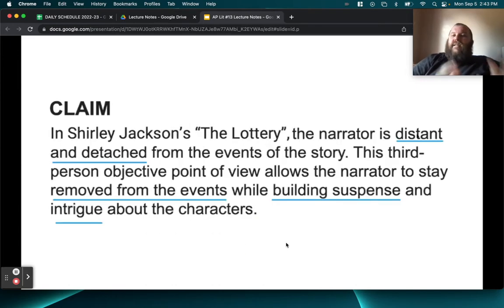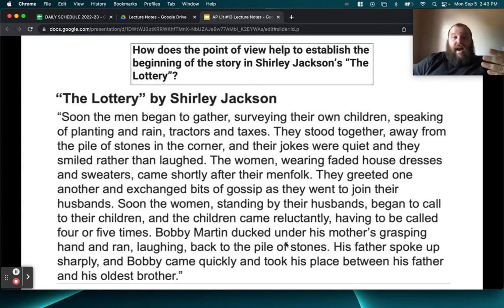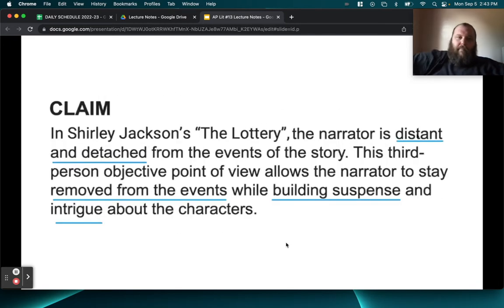But here's a claim. So we're answering now this question at the top. How does the point of view help to establish the beginning of the story in Shirley Jackson's The Lottery? Here's a claim. In Shirley Jackson's The Lottery, the narrator is distant and detached from the events of the story. This third person objective point of view allows the narrator to stay removed from the events while building suspense and intrigue about the characters.